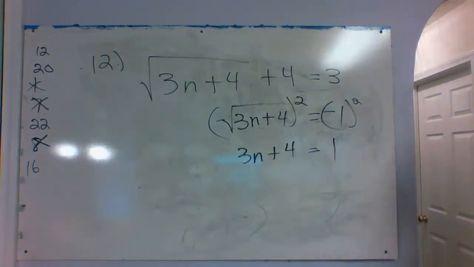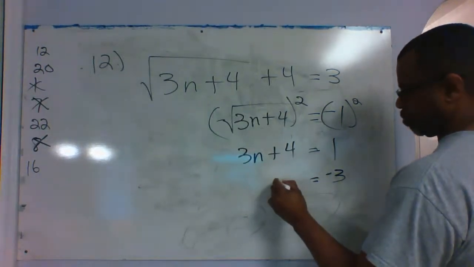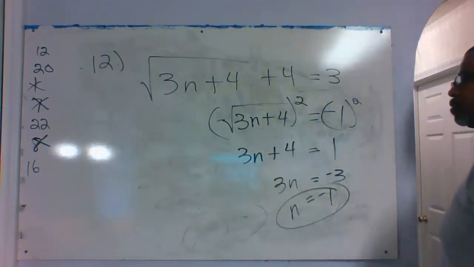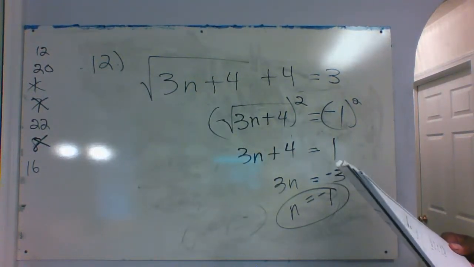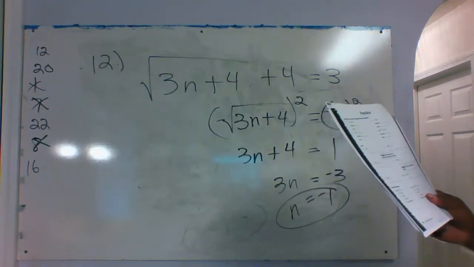Then we have the two steps. Subtract 4, so that'll be negative 3, 3n, n equals negative 1. All right. So we have to plug in from the beginning to make sure it works.